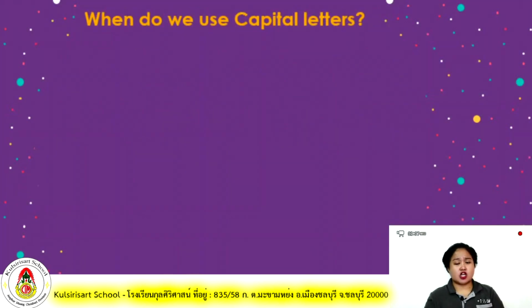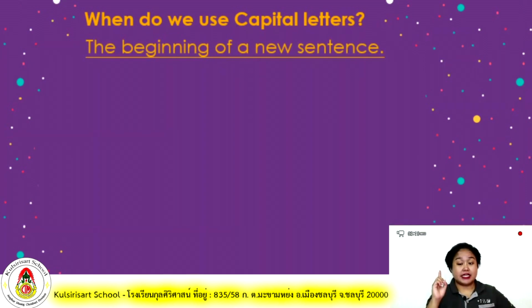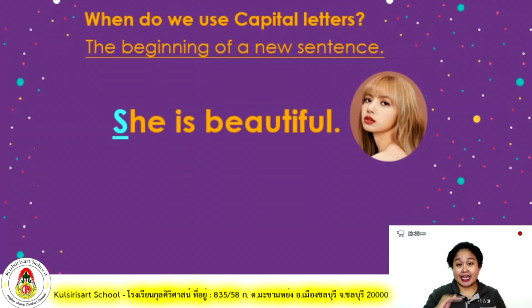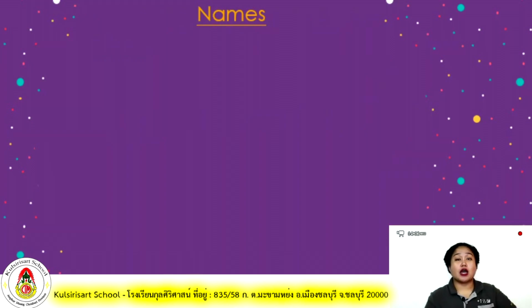Now, let's proceed to the topic, when do we use capital letters? Do you have any idea? Let's proceed. We use capital letters in the beginning of a new sentence. Again, when do we use capital letters? In the... Very good. I'll give you an example. She is beautiful. Can you read the sentence? Very good. As you can see, the sentence starts with the word she, and if it starts with the word she, we need to capitalize letter S. Understand? Okay, next.